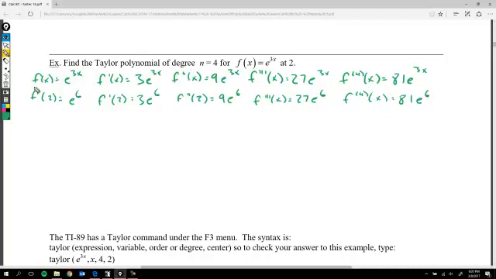Okay, so now I have evaluated all of my derivatives at my centered point, which is 2. That should be a 2. Sorry.